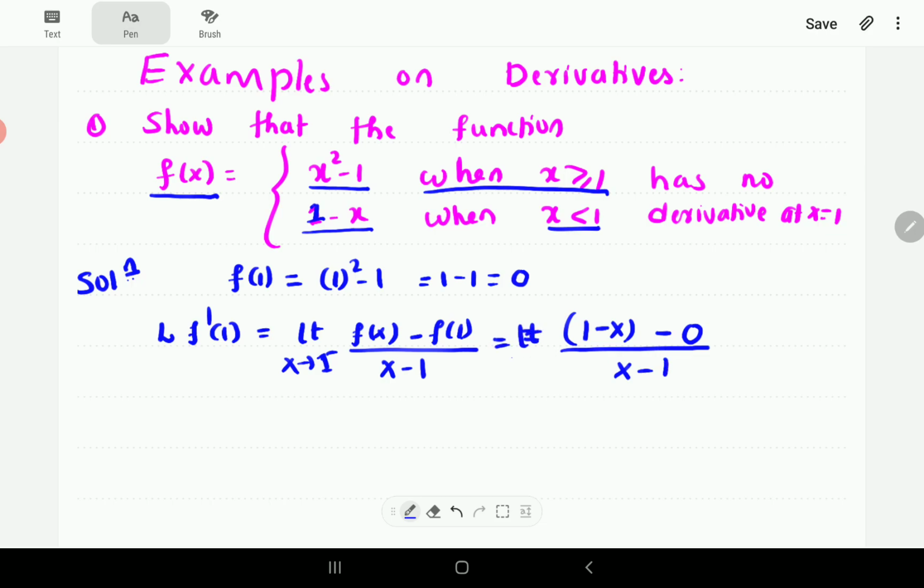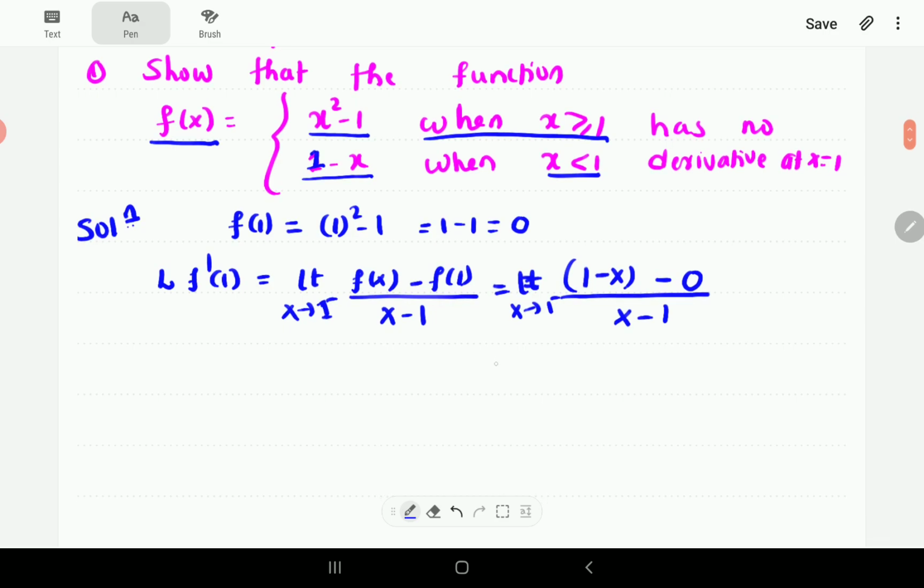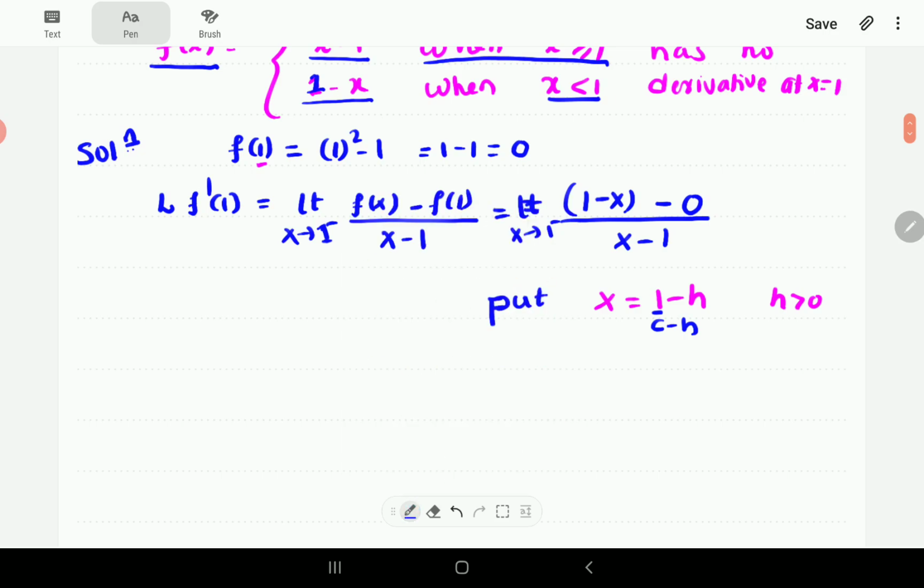This is nothing but the limit as x is tending to 1 minus. Now we have to change the limit. You know that in the previous session we have seen, wherever x is there, we put c minus h if it is a left hand limit, and c plus h if it is a right hand limit. C is the point at which we are defining the differentiation. So here our c is 1, because at x equal to 1 we are trying to understand the differentiation. Therefore put x equal to 1 minus h, where h is greater than 0. This is a substitution, and in place of c I have 1. That is the important note.